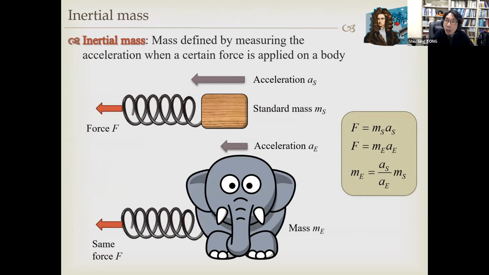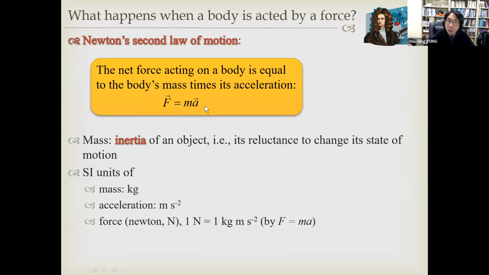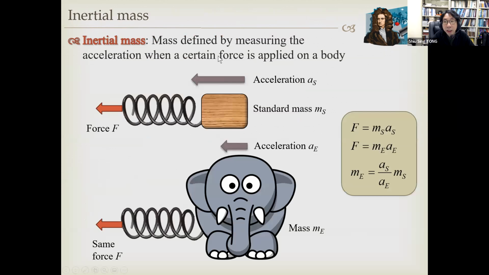Now, when we talk about the mass in Newton's second law, we are actually talking about the inertial mass. Now, what is meant by inertial mass? Inertial mass means the mass defined by measuring the acceleration when certain forces apply on a body.